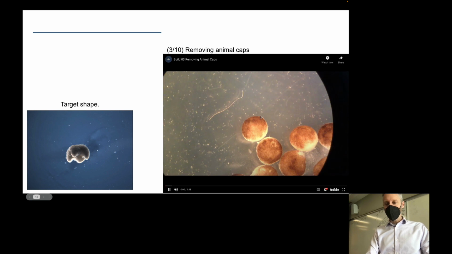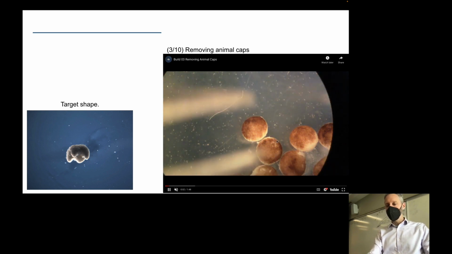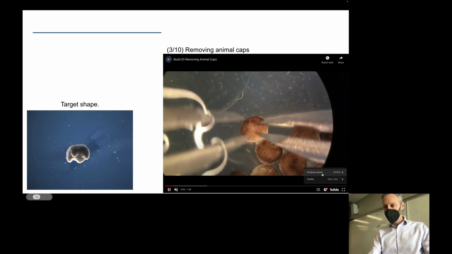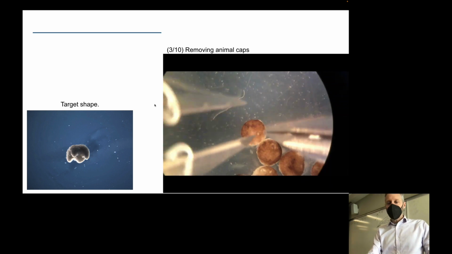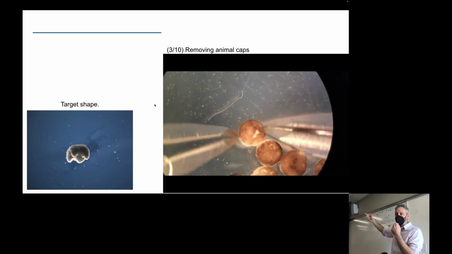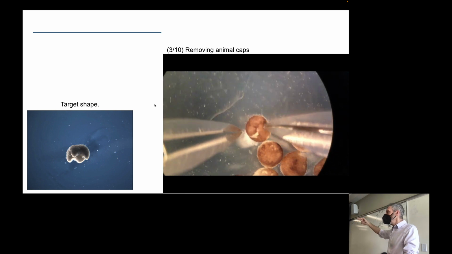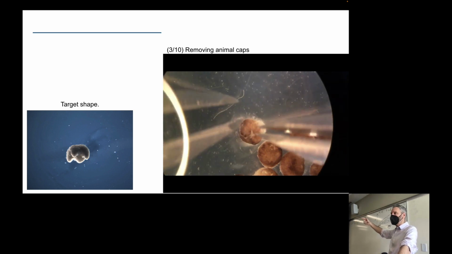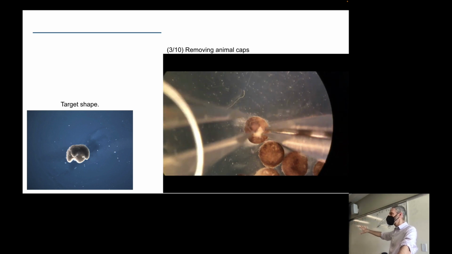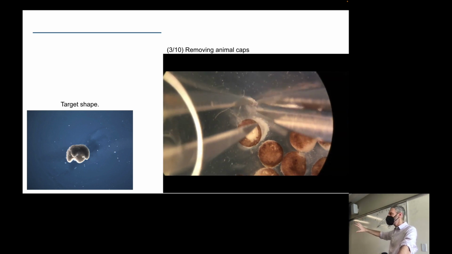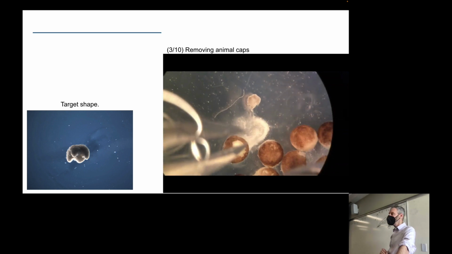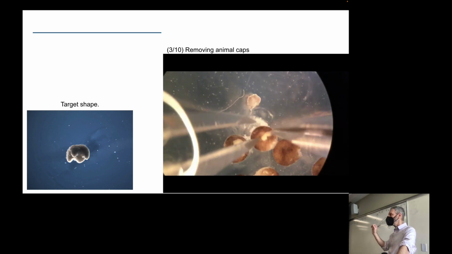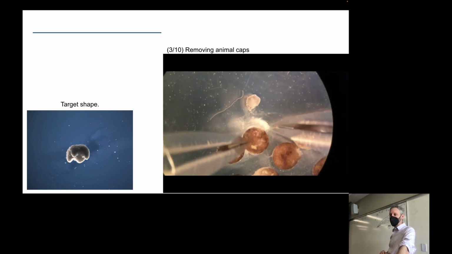Next task is to remove animal caps. The animal cap is the cap or the top part of the early frog embryo, which tends to contain most of the cell types that we're interested in. The lower part that we're going to throw away is mostly egg yolk and some other stuff that's not needed. So we're extracting just the part of the embryo that's needed.